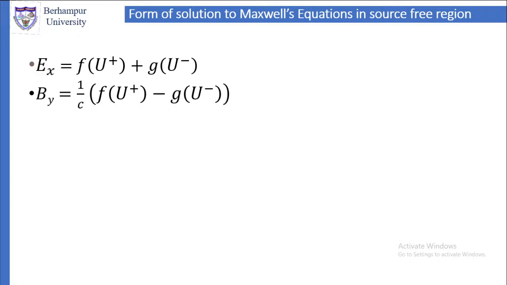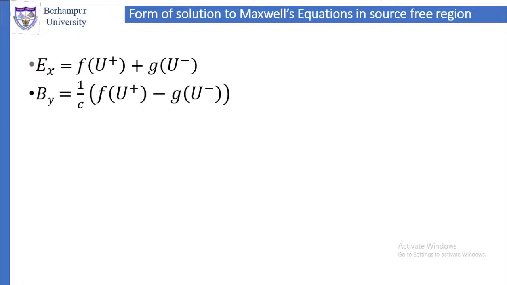So Ex will be of this form, Ey will be of this form. This will be the general form of Ex and the general form of Ey, which means Ex is equal to F of Z plus Ct plus G of Z minus Ct. Similarly, By will be 1 by C into F of Z plus Ct minus G of Z minus Ct. Now what will be F and G?